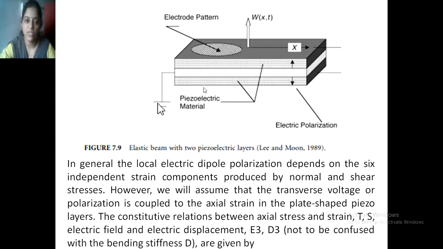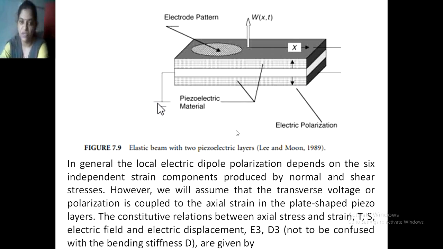Okay, see here this elastic beam with two piezoelectric layers. These two layers are the piezoelectric materials, and this is the electrode pattern. And the electric polarization is in this direction. Okay, so that is the elastic beam with the two piezoelectric layers.